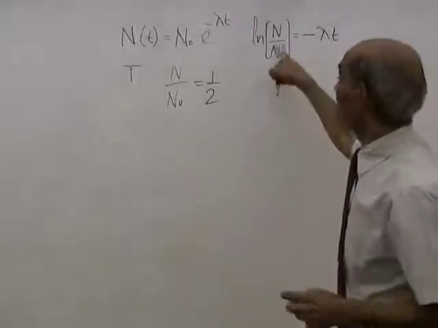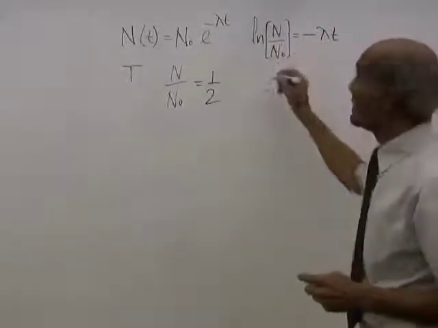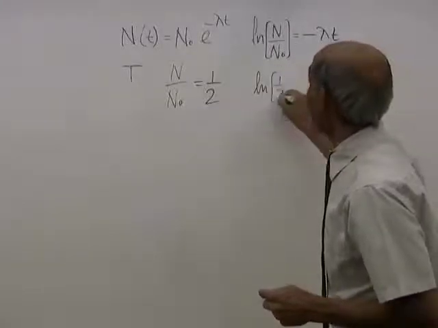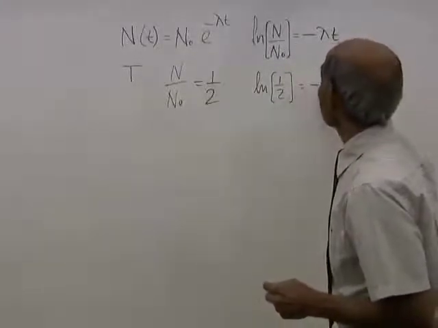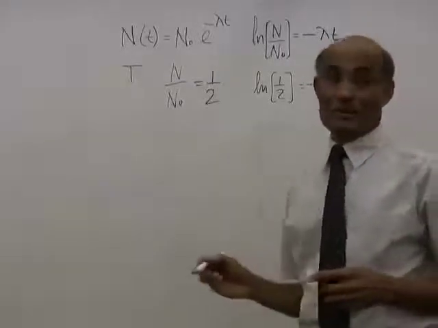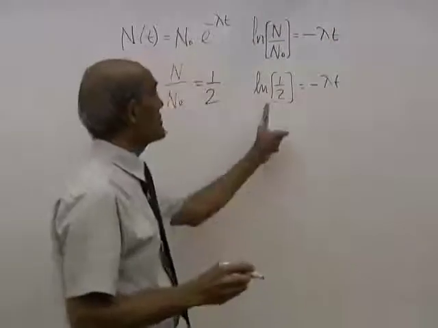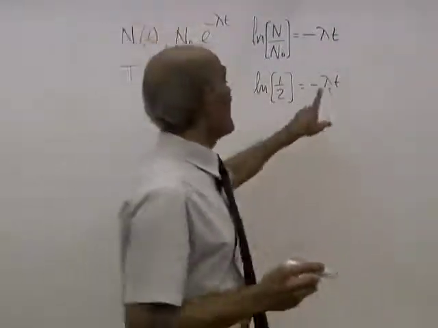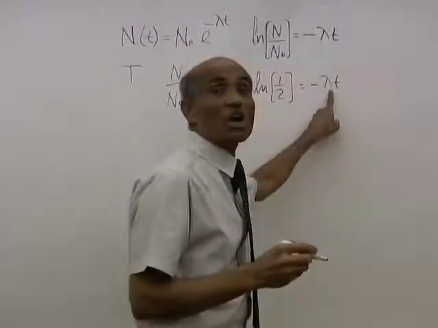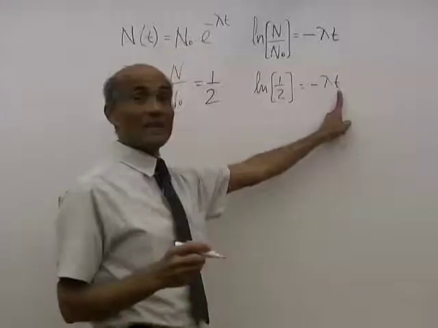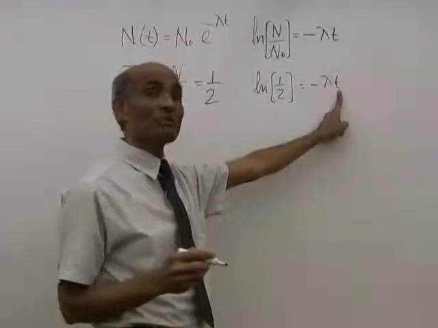Now, if you use that in this equation, I can write ln of 1/2 equal to negative lambda t. If you use a calculator and tell me what is ln of 1/2, we can then have a relation between the decay constant and this t. But look at this, I have actually some more work to do here.